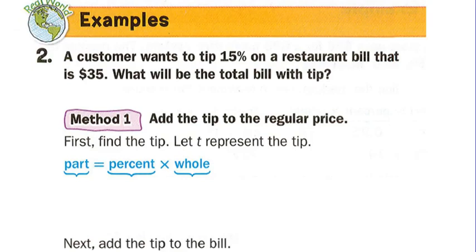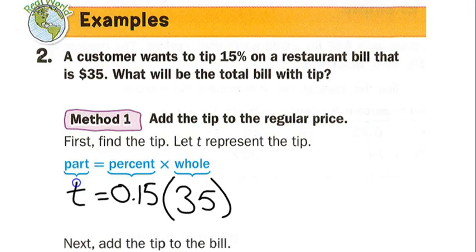So we're going to let T represent the tip, which is our part. All right. And we're going to find the 15% of our whole, which was our bill. So 15% becomes 0.15 because we always turn our percents into decimals. And then we multiply that by our bill, which is $35. So we find our tip should come out to be $5.25.